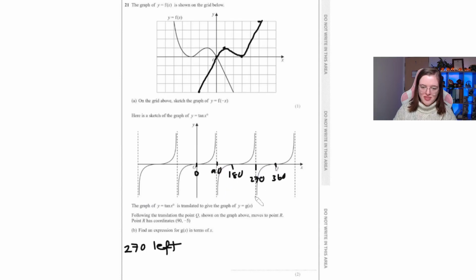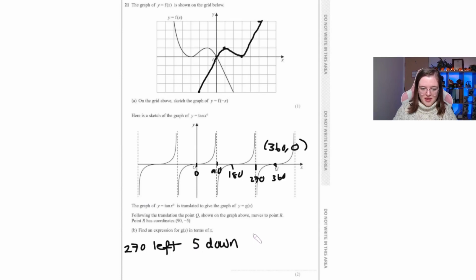Okay, and then at this point here, Q is 360, 0, because it hasn't gone any up or down, it's on the x-axis. But it's gone to minus 5 with this new point R. So therefore it has gone 5 down.